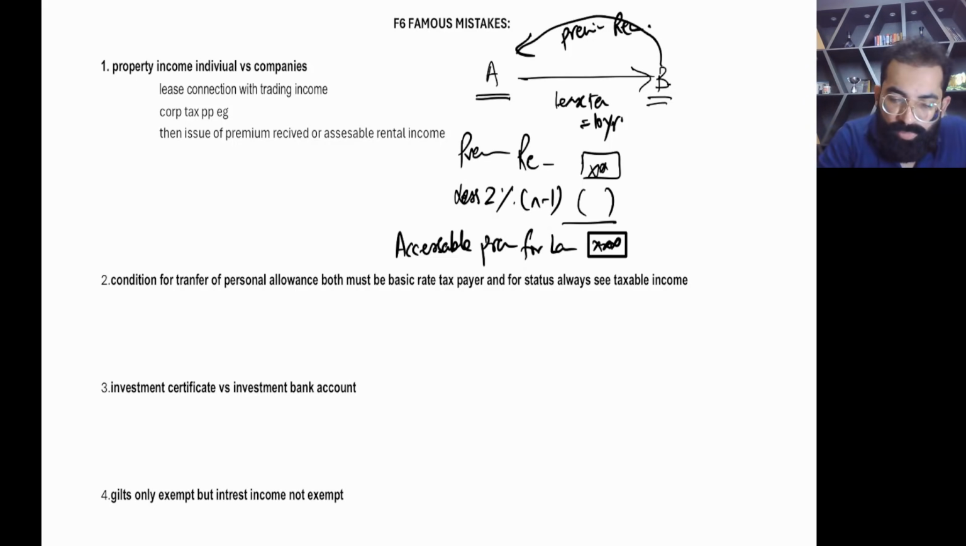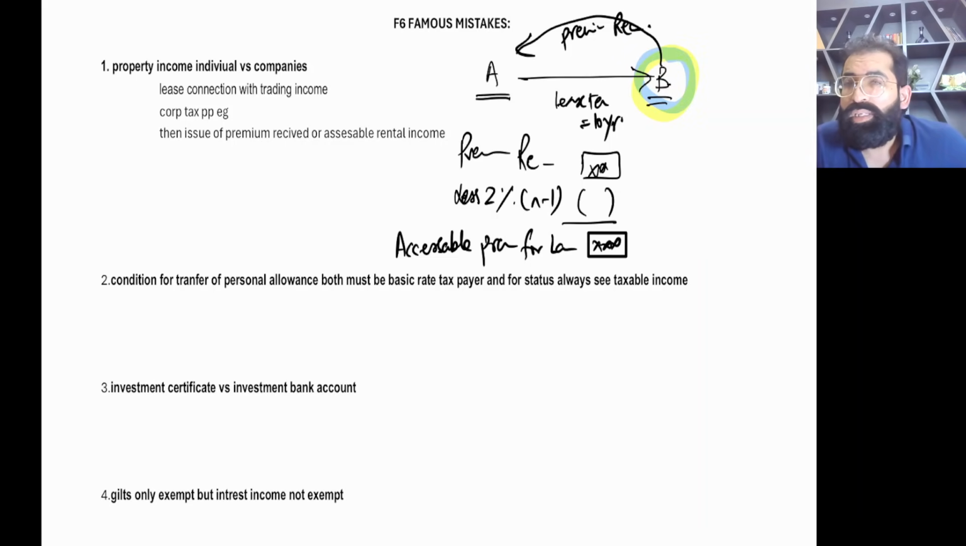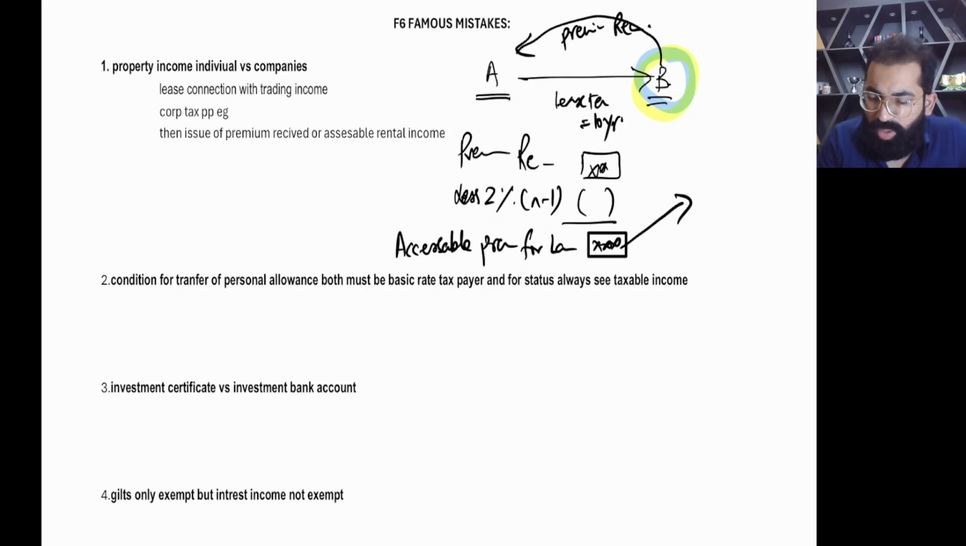Now if you come to the other side, B. If B is a trader and is using this property for the purpose of trade, then B will receive amortization of lease premium as an allowed expense deduction from trading income in the P&L. So the formula for amortization of lease premium is equal to assessable premium for landlord divided by lease term.